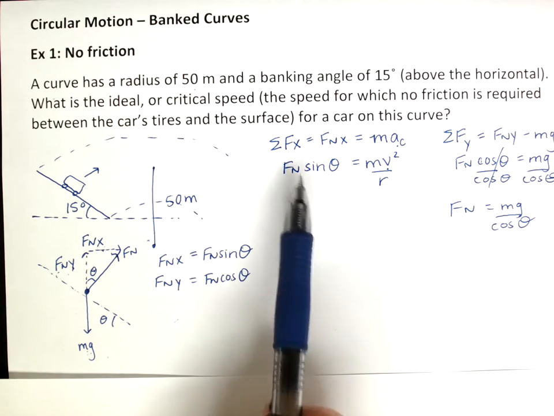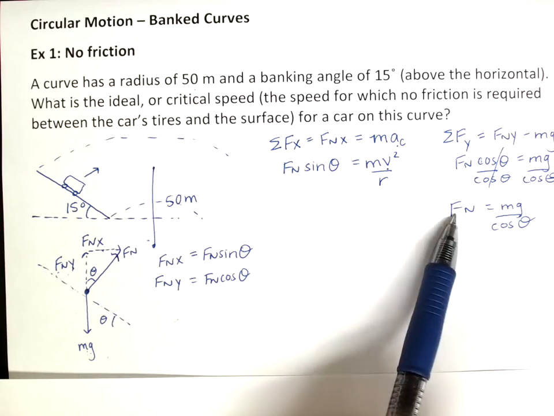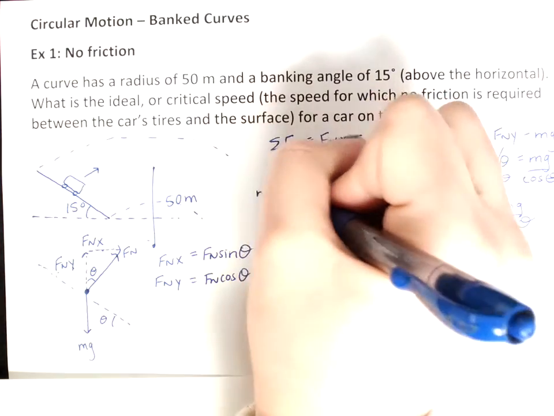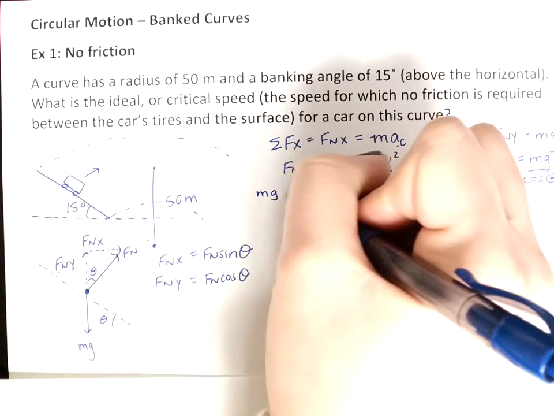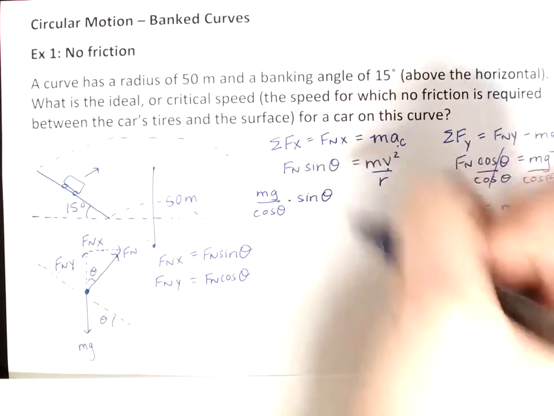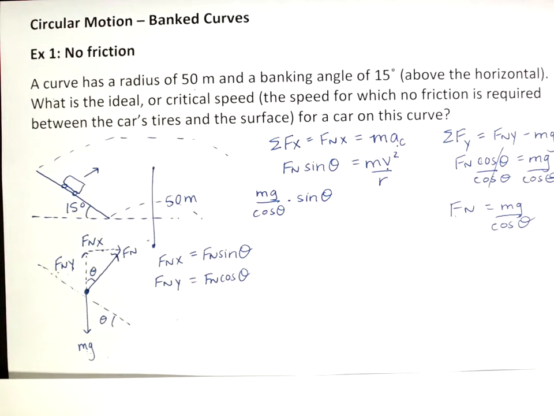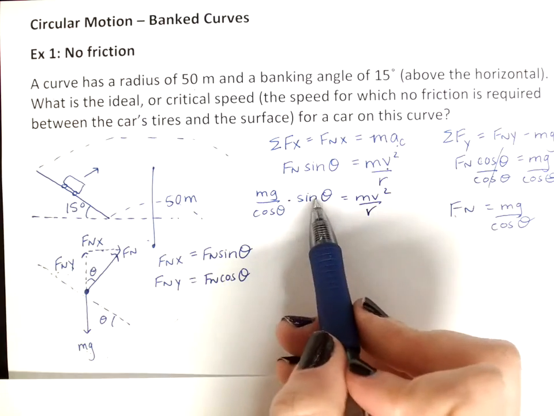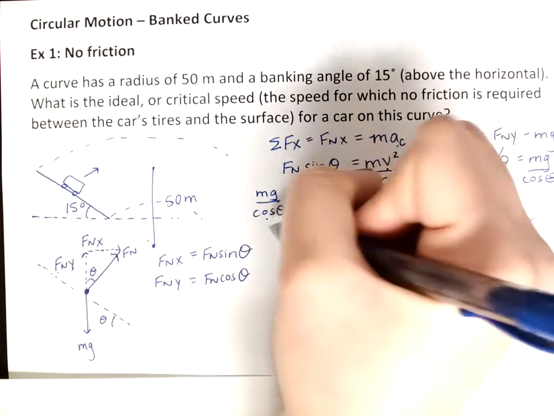We want to get rid of that F_N right there, so now we're going to plug this normal force in for this one. They're the same value. You get mg over cos theta times sine theta, which equals mv squared over r. Well, we know that sine theta over cosine theta is just tangent theta.